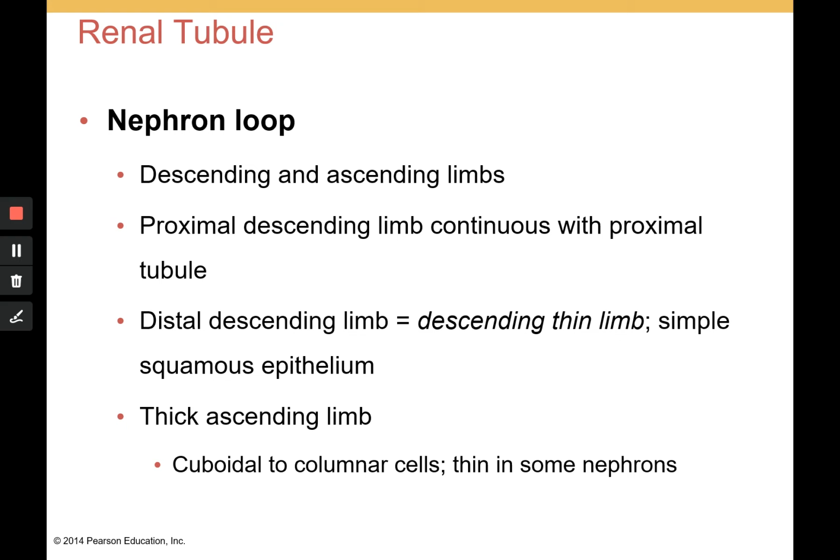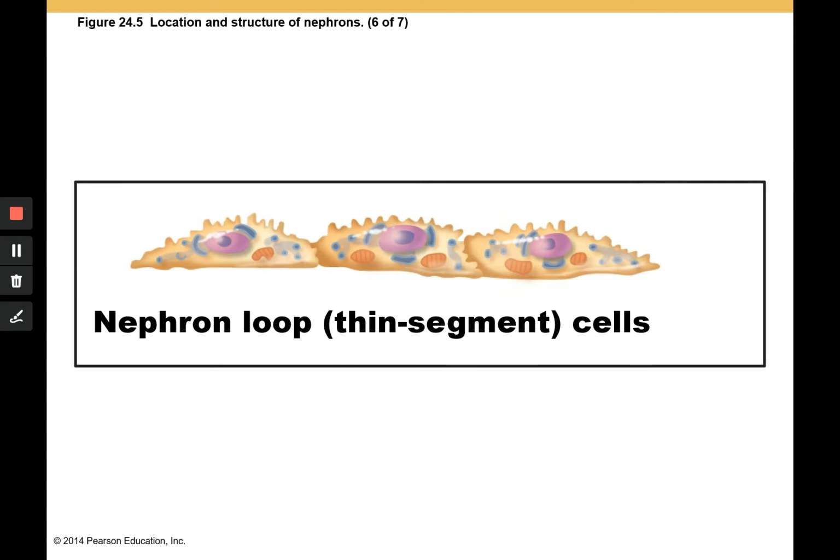Next, we're going to look at the nephron loop, which has descending and ascending limbs. It's going to be connected on one end to the PCT, the other end to the DCT. And its descending limb has a thin part and a thick part. And the thick ascending limb will have cuboidal to columnar cells, but we're mainly going to look at the thin part of the limb of the nephron loop, and it's going to mainly have simple squamous epithelium. So that's what we're seeing here.